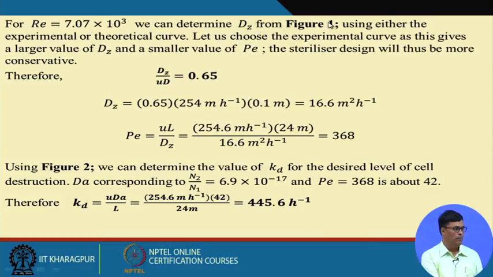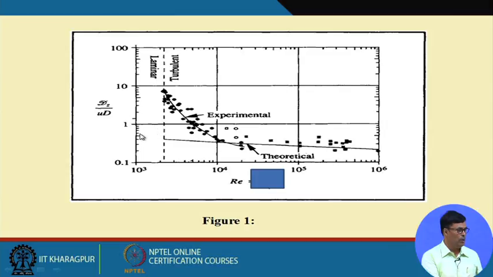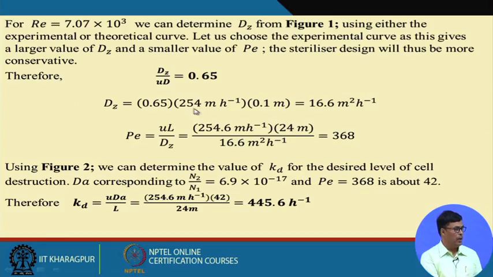Either experimentally, or from this figure, we can have this value somewhere here, and then we find the dz value, which comes to about 16.6 square meter per hour. Then the Peclet number is equal to UL by dz. U is the velocity, 254.6 meter per hour, multiplied by 24 meter, the length of the tube, divided by the dz value, and you will get 364.8.